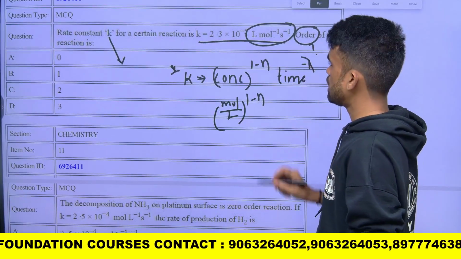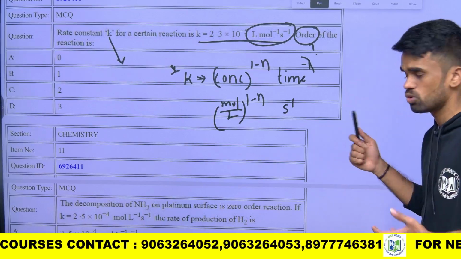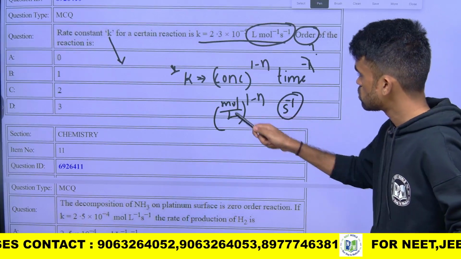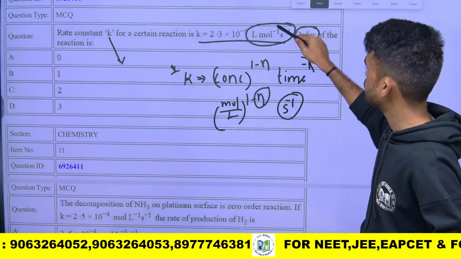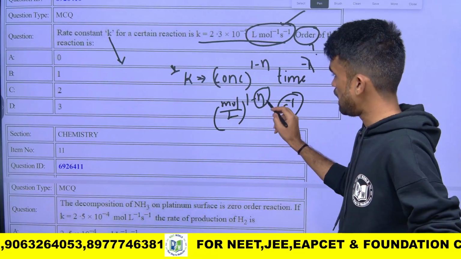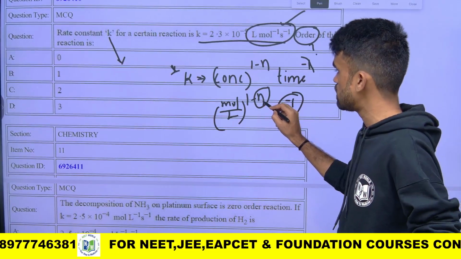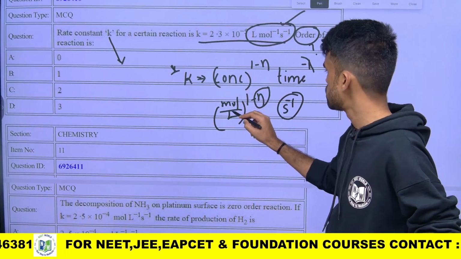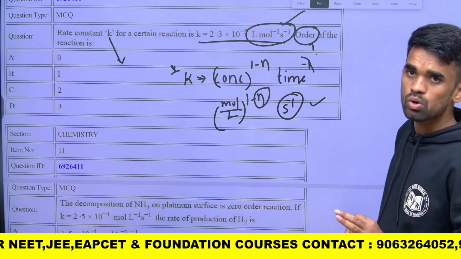So time will be considered to be in the second inverse only, so no issue with this seconds. Now here by placing the n value we can get the units. By placing 1, if n value is 1, then 1 minus 1 is 0, therefore there are no units. So for first order the units for rate constant will be second inverse only.